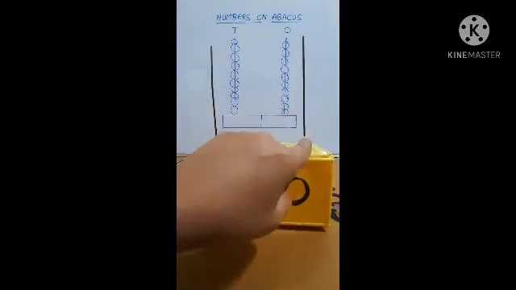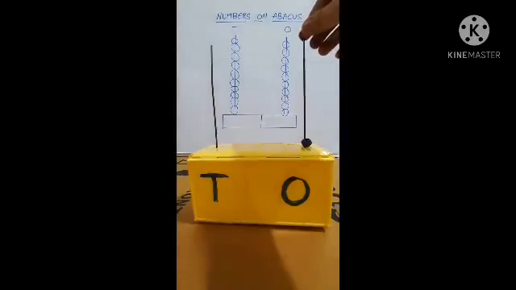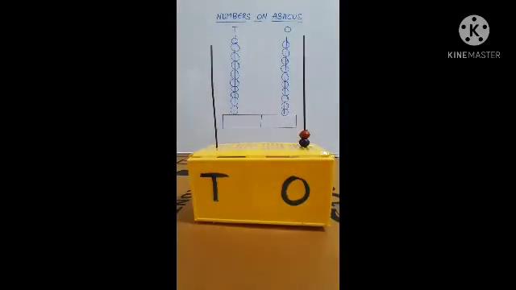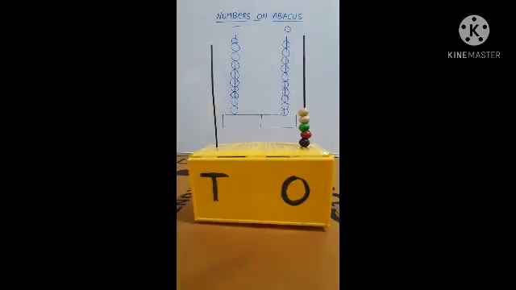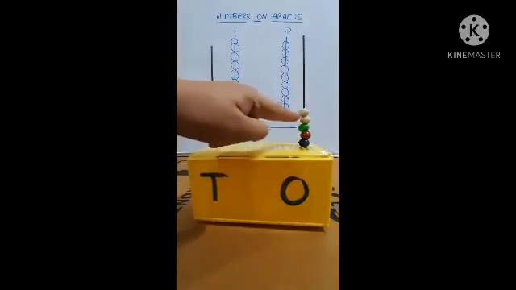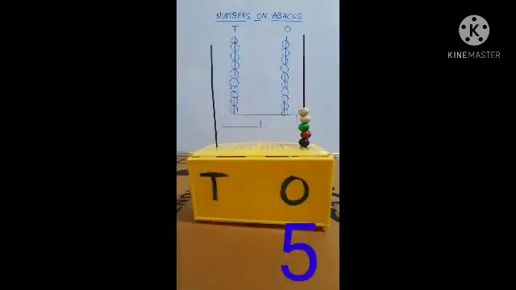This stick represents the ones place and this stick represents the tens place. I am going to add some beads on one stick. You have to count along with me. 1, 2, 3, 4, 5. So, how many beads are there in the ones stick? 1, 2, 3, 4, 5. So, 5 ones.